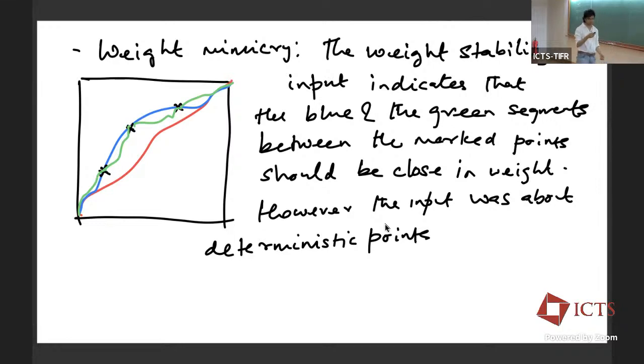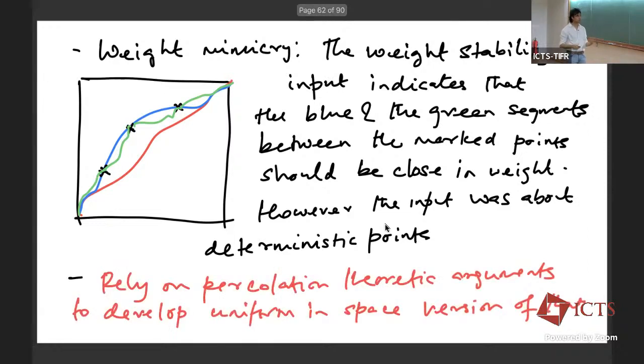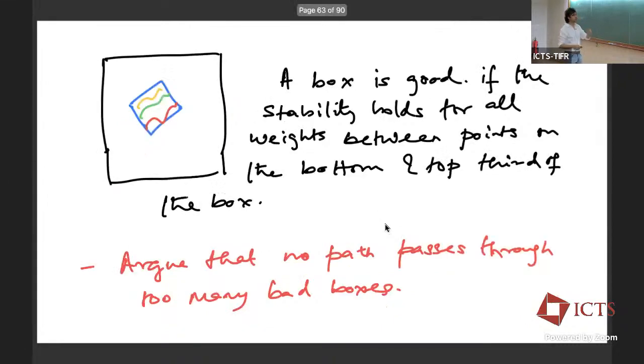However, this is a completely random path. The blue path is a completely random path, and consequently the points that I mark on the blue path are also random. So what you have to do is develop percolation theory techniques to use this deterministic result to develop uniform in space and time results, so that you can argue weight stability even when the endpoints are random. It's non-trivial. I'll at least indicate some of the key factors that go into the choices, but it's non-trivial.